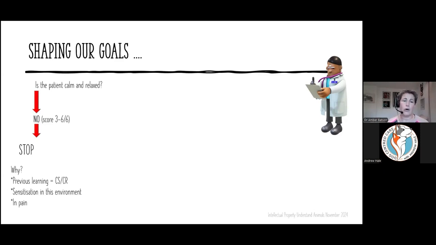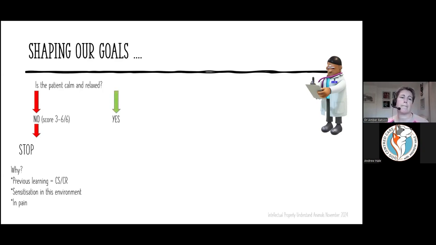Why is the patient not calm and relaxed? And back to that earlier slide, is this an in the moment thing because it's new for them? So we could actually break it down into smaller parts. Or is this because of previous associations, previous learning that they've had, which might have happened in the clinic or may have happened in other husbandry or unfamiliar people, unfamiliar dog experiences for them? Is it because actually this dog is in pain right now with their ear infection, their wound, post-operatively or whatever it may be?